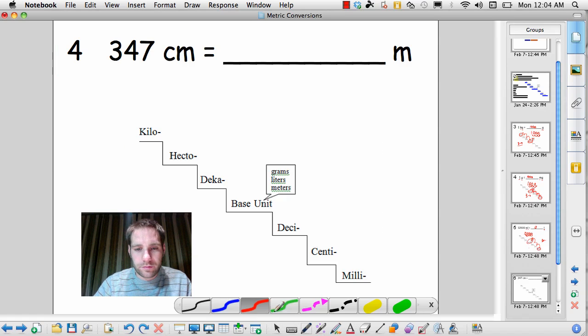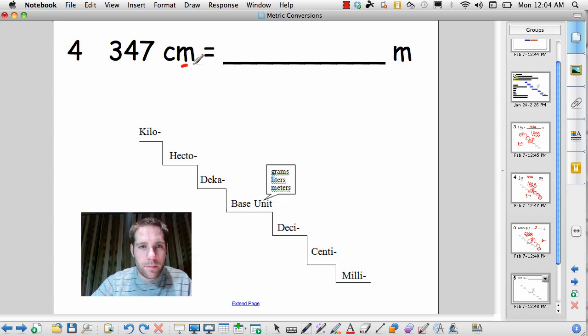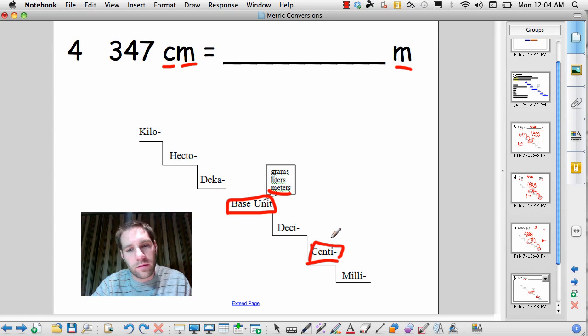Here, we're going to start with meters as our base unit. And in this example, I'm starting with the prefix centi. So I'm starting down here. What they're asking me to convert to is just plain old m. So I'm trying to go to my base. I'm starting at my centi. Let's take a look at where we're starting, which is down here at centi, and where we need to go. So I'm going from centi to meters.